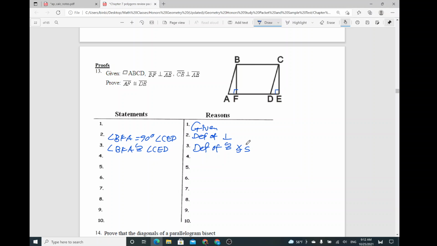Another thing that we notice: if this is a parallelogram, that means the opposite segments have to be congruent. So the opposite segments here, what we found, AB is congruent to CD, property of a parallelogram.